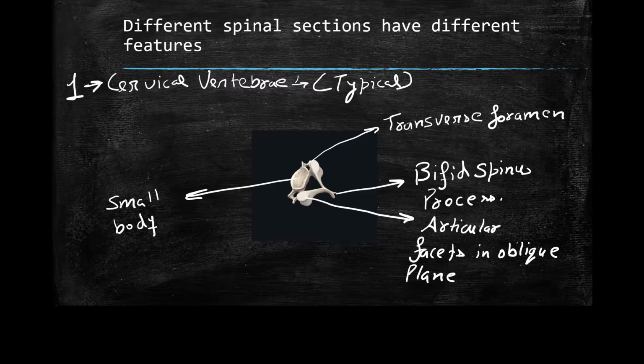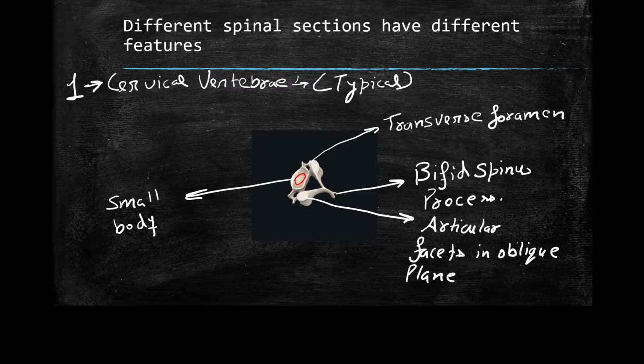Let's talk about the cervical vertebra. The cervical vertebra is different from the other vertebrae in many ways. It has a relatively smaller body than the other vertebrae, for example thoracic or lumbar, because it doesn't have to bear much weight on its body, because it only has to bear the weight of the head.